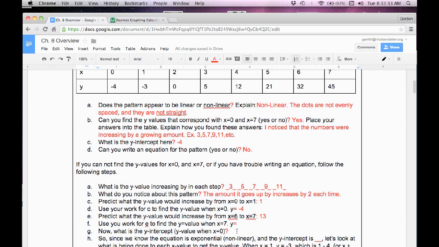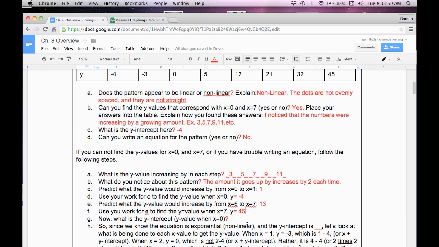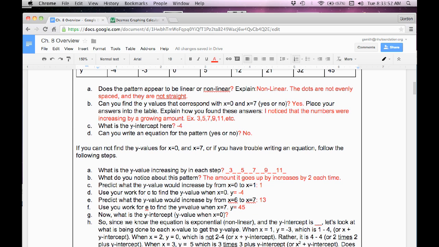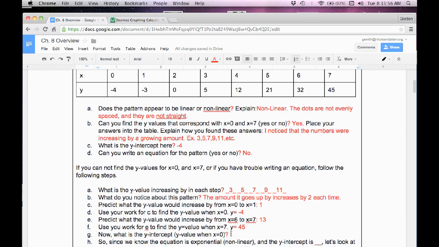So then if it's 13, because it's always 2 more than the last one, we'll find out the y value when x equals 7. Whatever this is, we add 13, it turns out to be 45. So basically, it's what we already did. Now, what is the y-intercept? Y value when x equals 0. The y value when x equals 0 is -4.